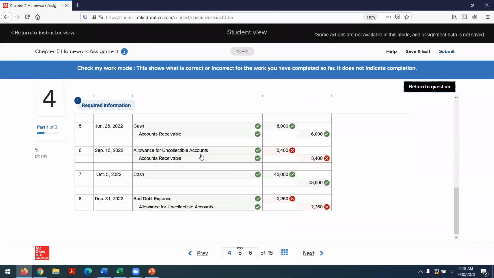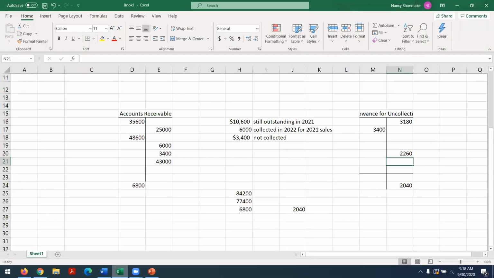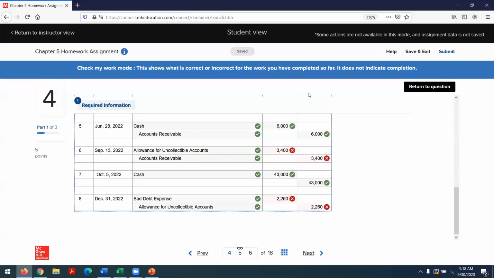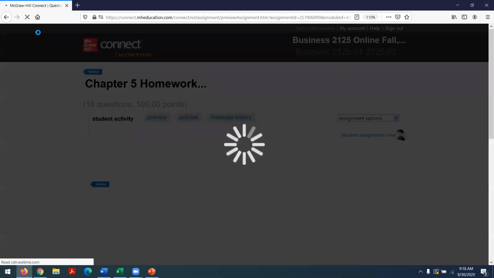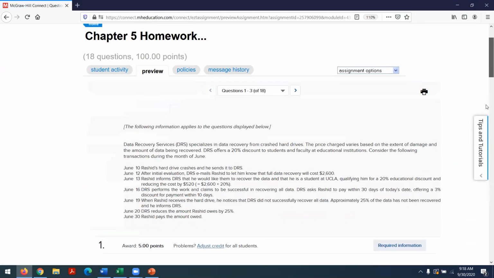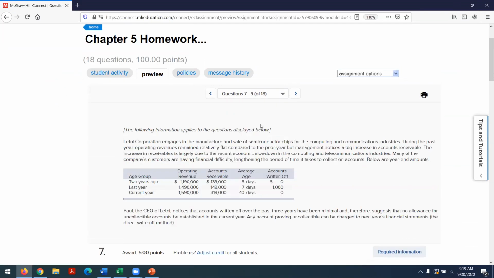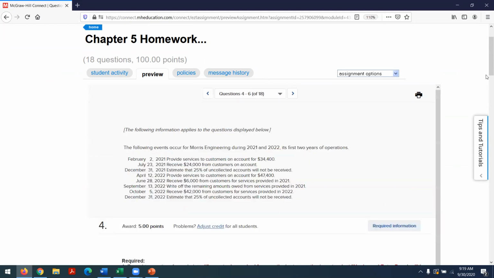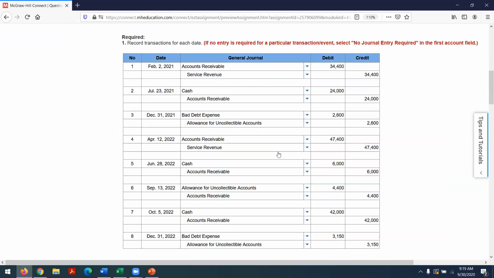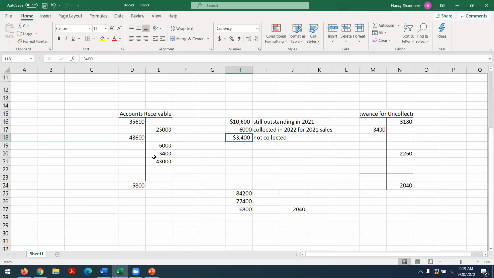I'm right. Okay, what did I do wrong? Allowance for uncollectible accounts. Accounts receivable, 3,400. Oh, this 3,400 is wrong. Okay, let me just, so I don't screw us all up. Let's go to the instructor view, since I'm obviously doing something wrong here. What did I do wrong? It was 4,400. How did I screw that up? Oh, 10,600. Guys, I'm so sorry. I screwed this up thinking it was 3,400. This is 4,400. And as a result of that, it's going to change this number to 5,800.